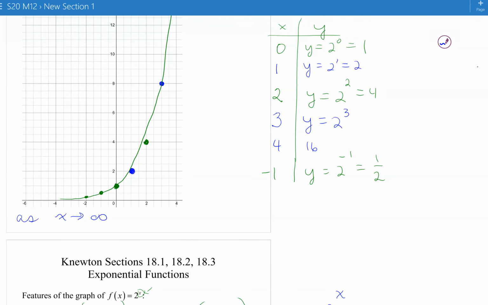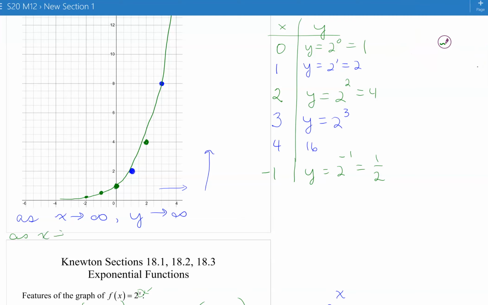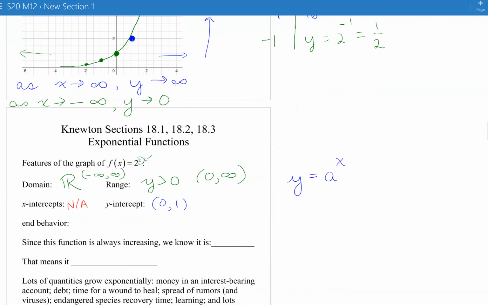So as x is going to infinity, y is going to infinity. But then as x is going to negative infinity, y is getting closer and closer to 0. So that's the end behavior with arrow notation.